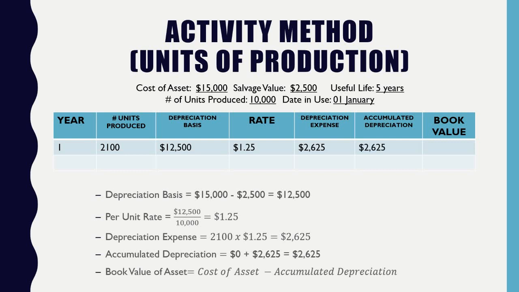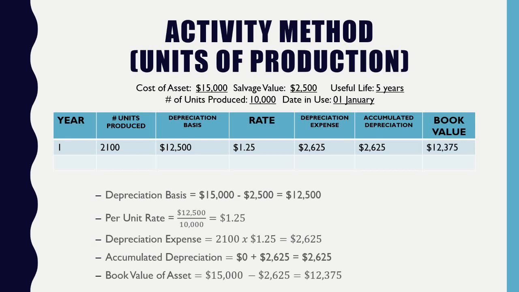And then now I need to solve for my book value. Okay? So my book value is going to be cost of my asset minus my accumulated depreciation. So in this case, what is my book value going to be? $12,375, okay? So that's how we fill out the table. It's straightforward. All you have to do is plug in your numbers and you'd be able to solve for it, okay?